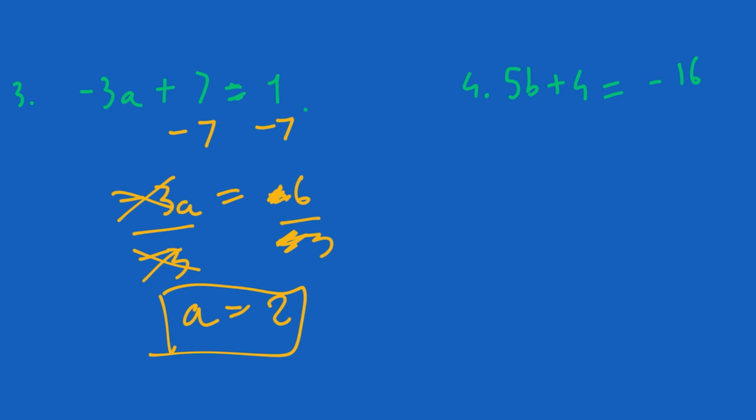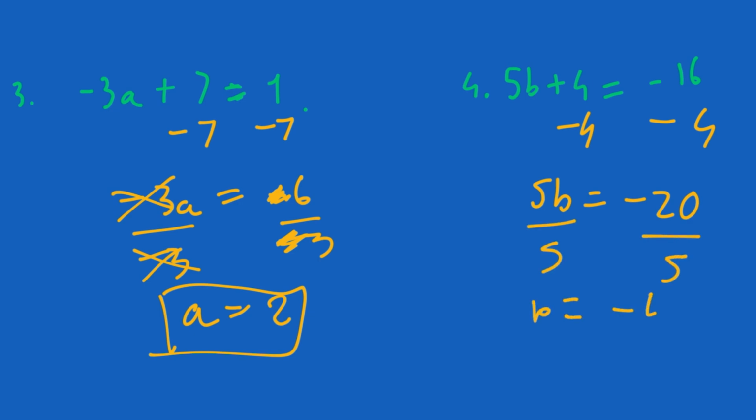Question 4, 5b plus 4 is equal to negative 16. So subtract 4. And then we get 5b is equal to negative 16 minus 4, which is also known as negative 20. Divided by 5, then b is equal to negative 4.